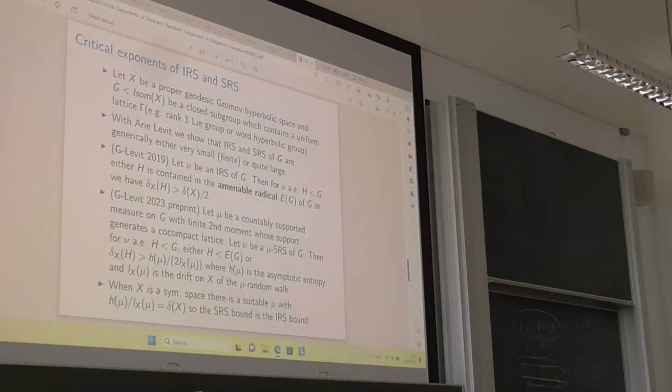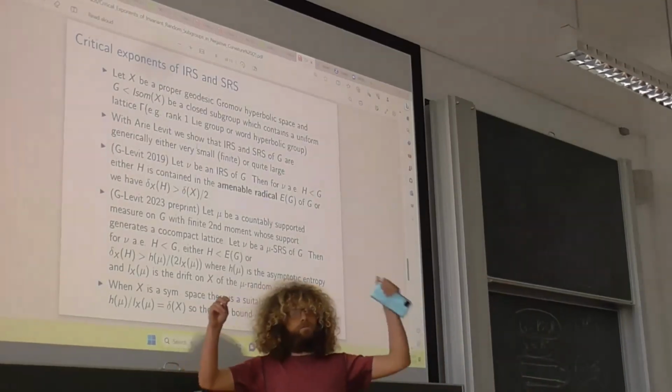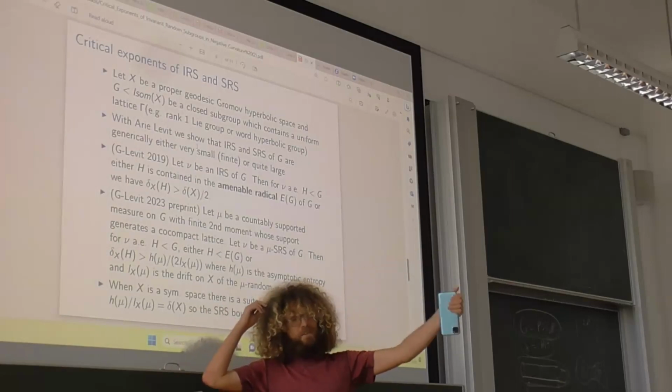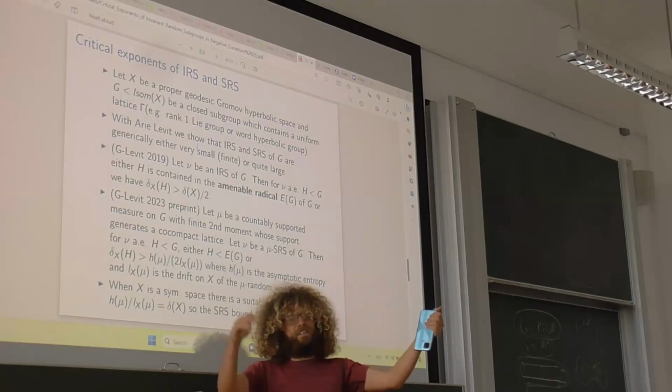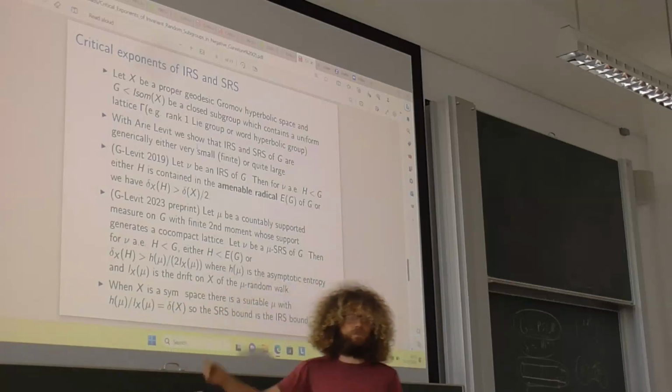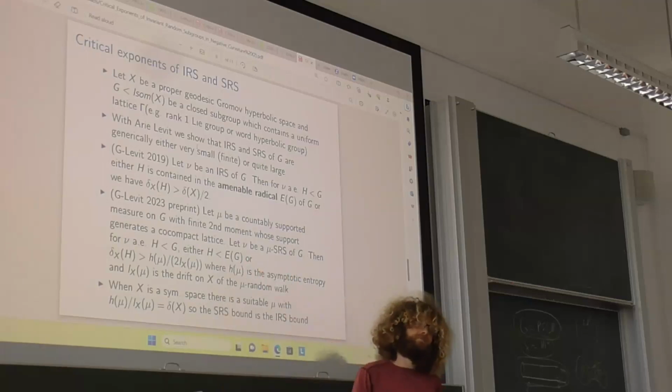Can I ask? Yeah. Are you saying for almost every subgroup that it can both happen that it's in the amenable radical or this other thing? Yes. Measures are funny things, right? You can choose a measure to have two points, one in the amenable radical and one the identity. But of course, if you assume that your measure is ergodic or something, then it's one or the other.